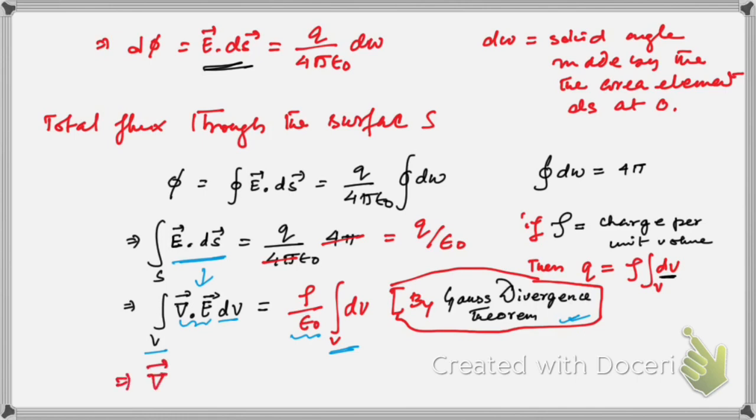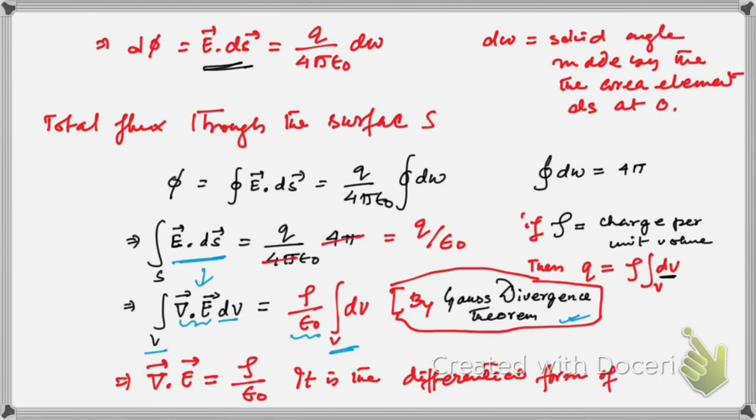So that's why we can write del dot E is equal to rho by epsilon naught, and this is the Gauss theorem, the differential form of Gauss law, you can see, right? So hope you have understood this.